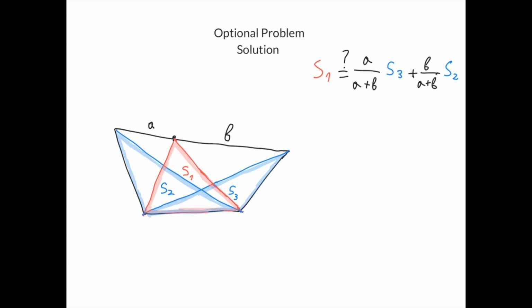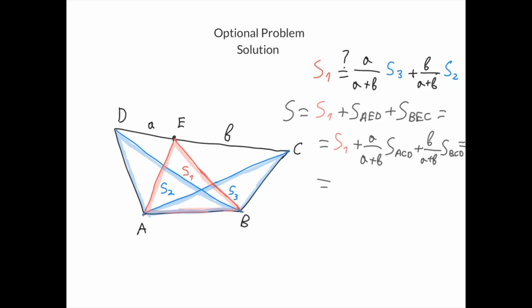And here's the solution. I labeled the points on the picture as shown. Let S be the area of the whole quadrilateral. We'll put it here. And then we can split this area using the segments AE and EB into three areas. Area of ABE, which is S1, area of AED, which is here, and area of BEC, which is here.